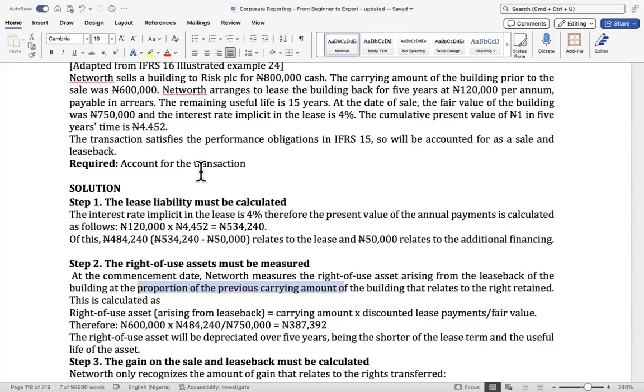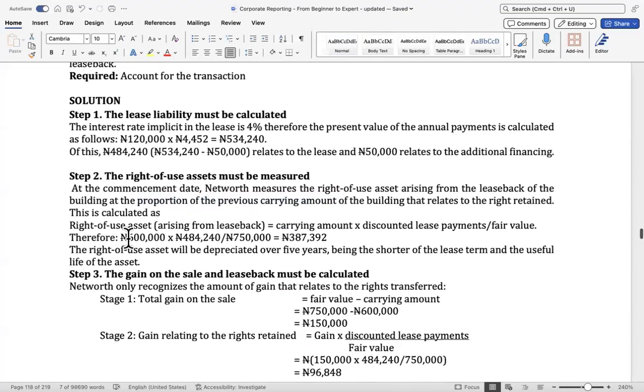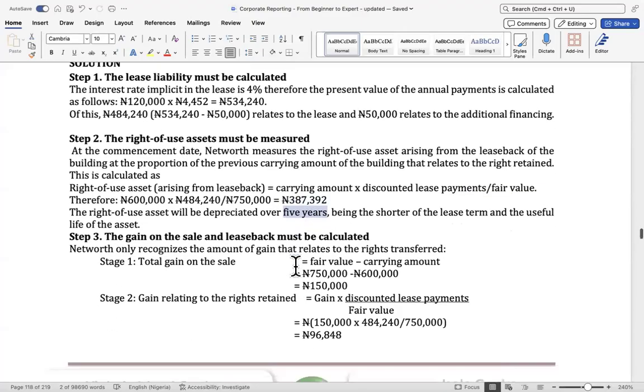So the previous carrying amount of this asset was 600. So we do 600 multiplied by 484 over 750, right? This 484 is the PV, the discounted lease payments, over the fair value. So that gives me this, which is 387,392. This is my right of use asset. And of course, this right of use asset will be depreciated over the lease term, which is 5 years.